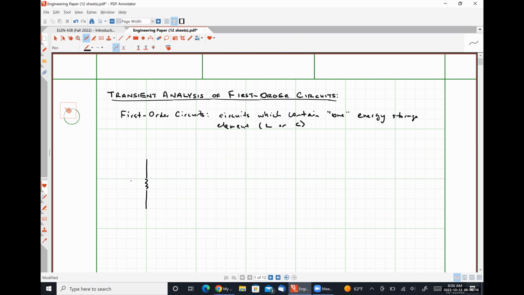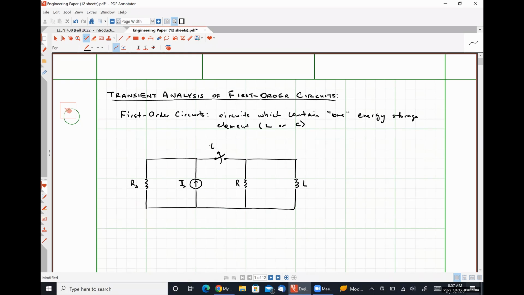So let's consider the following circuit where I have a practical current source like so over here on the left-hand side. And then I have a simple RL circuit over here on the right-hand side. And our practical current source is connected to our RL circuit by a switch. And this switch is going to open at time t is equal to zero.